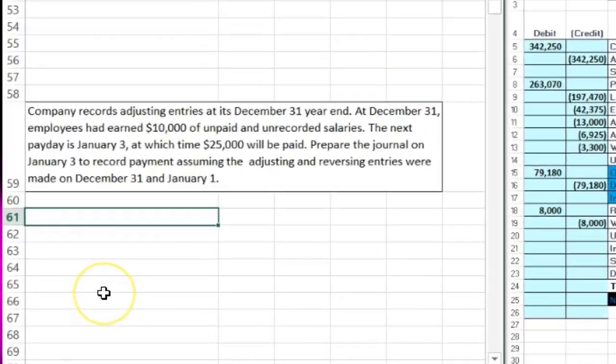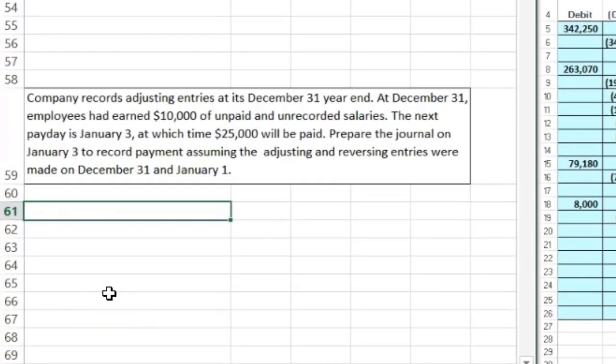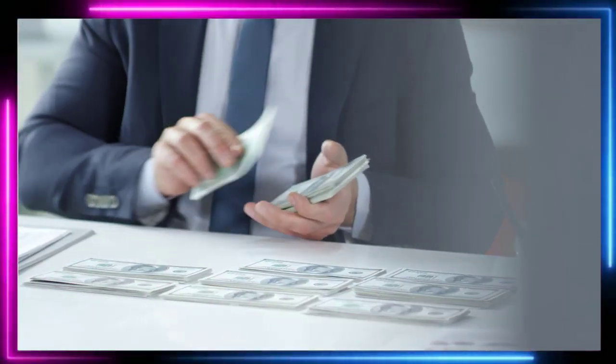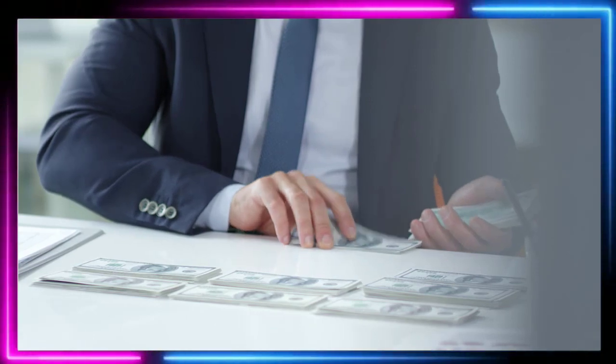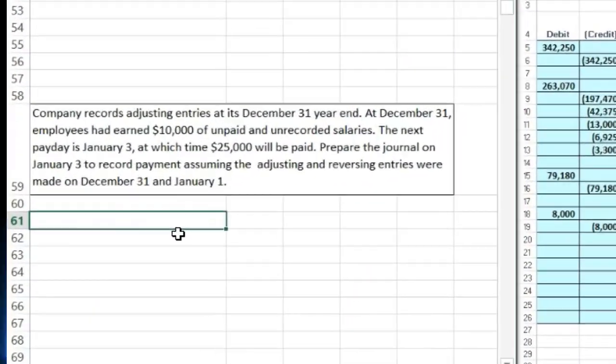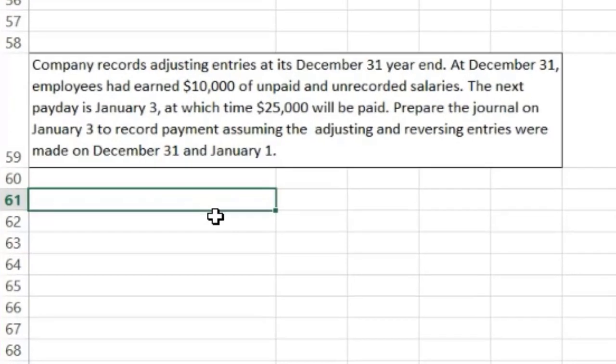Next one we have here, a company recorded adjusting entries at December 31st year end. At December 31st, employees had 10,000 of unpaid, unrecorded salaries. The next payday is January 3rd. So note that that's after the cutoff date. So we made the financial statements as of the end of the year, but we're not actually paying them until the next day, at which time they're going to get the 25,000 for the full entire pay period. So prepare the journal entry on January 3rd to record payment, assuming the adjusting and reversing entries made on December 31st and January 1st were made.